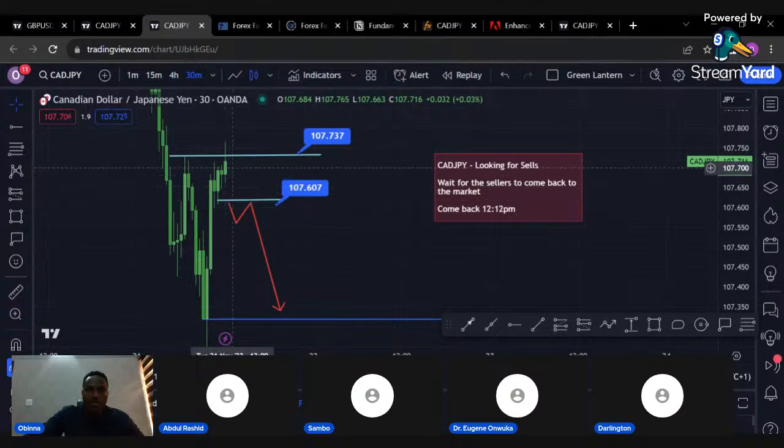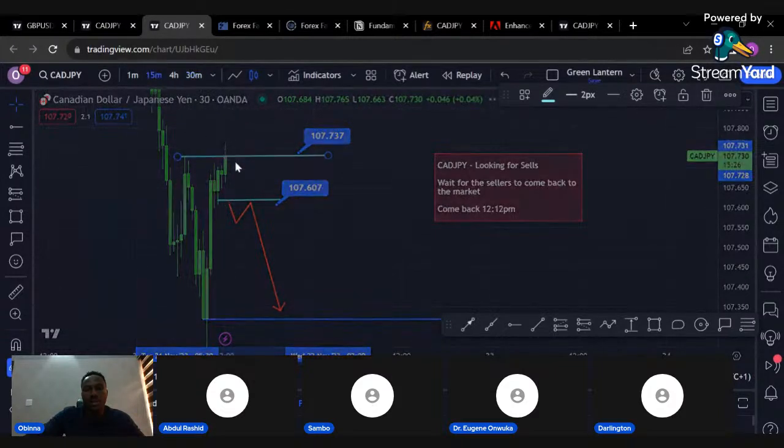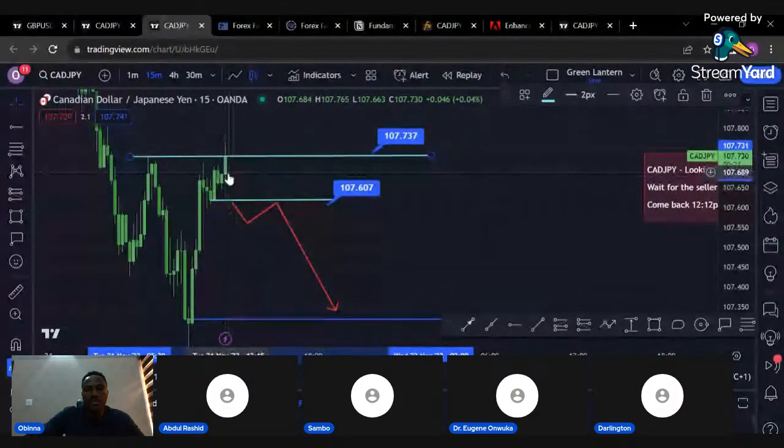So what I'm looking for is that I'm not doing anything at the moment because the sentiment is still showing that the buyers are still in this market here. So if I want to do anything, I want price to allow the sellers to come back in. So I need a 30 minutes candle showing that the sellers are coming back into this market. That's what I'm looking for.